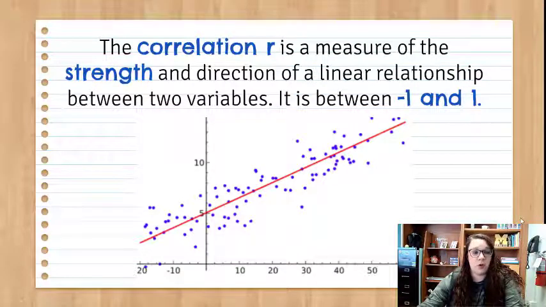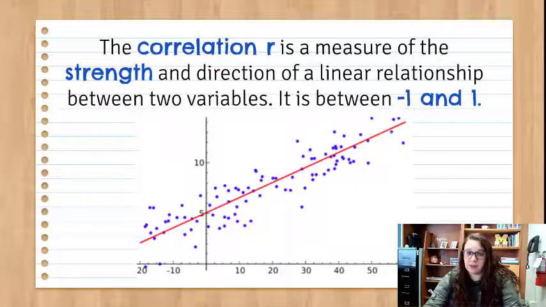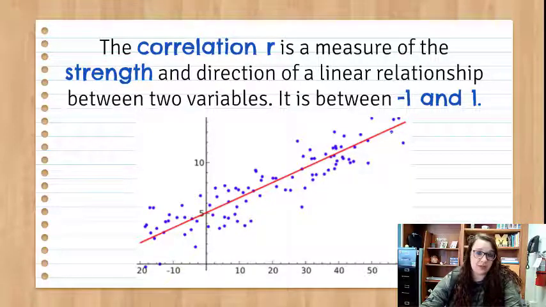Today's lesson is about correlation. The correlation R is a measure of the strength and direction of a linear relationship between two variables. It's between -1 and +1. The picture that you see here is a correlation that would be positive, seeing how it's going up. We've talked before about direction being positive or negative. From there, it could be any number between 0 and 1 or 0 and -1. The closer it gets to 1, the closer the points are to the line. The closer it gets to 0, the further away the points are from the line.